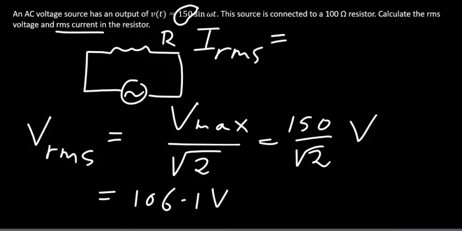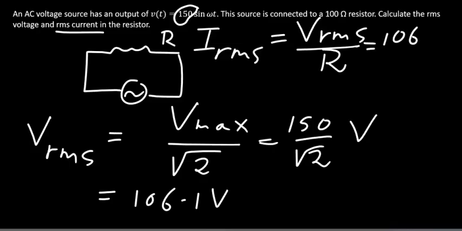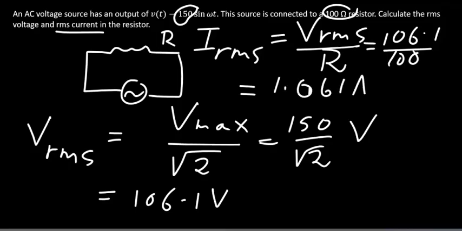Next, the RMS current. RMS current can be determined from Ohm's law, and it's given by the RMS voltage over the resistance. RMS voltage was found to be 106.1 volts. The resistance is 100 ohms. And that's going to give you an answer of 1.061 ampere. And that solves the problem.